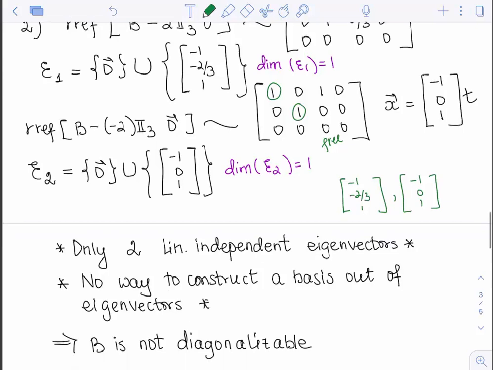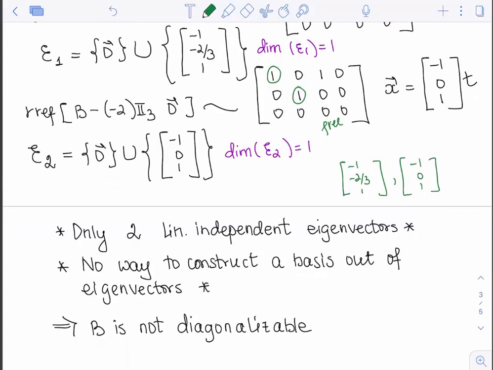So B is not diagonalizable, okay? There is no way for us to construct that matrix P. There's nothing wrong with the matrix, that's just what that means, all right? So if you were to look for a non-standard basis for R3, for this particular matrix, we cannot make that basis out of eigenvectors, all right? So this is where you would stop. You would say, no, B is not diagonalizable, okay?